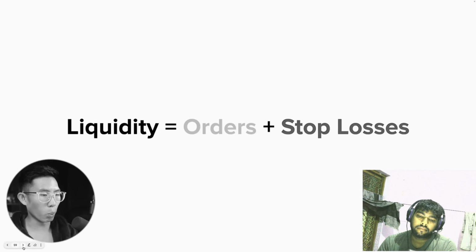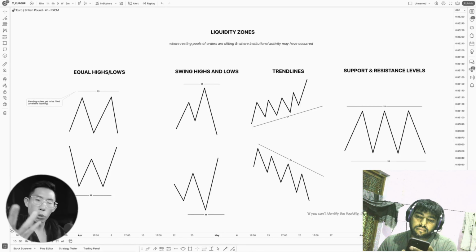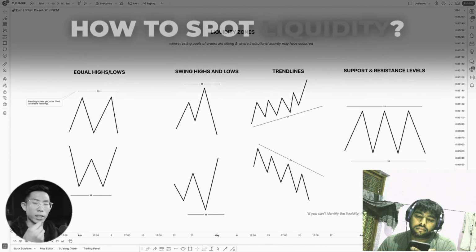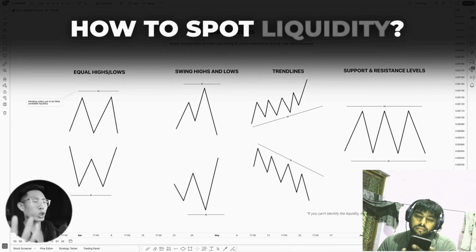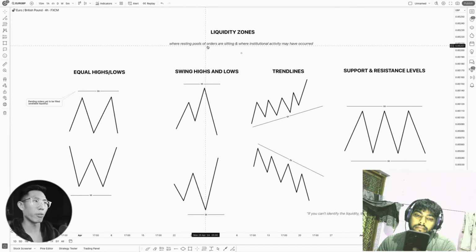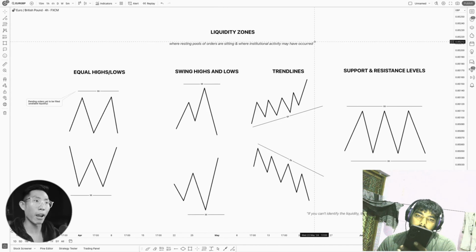Now, quite simply put, liquidity is basically pending buy or sell orders plus stop losses. Now, the question becomes, how do you exactly spot liquidity when you are trading? And that is where the concept of liquidity zones comes in. So liquidity zones are basically where resting pools of orders are sitting and where institutional activity may have occurred.